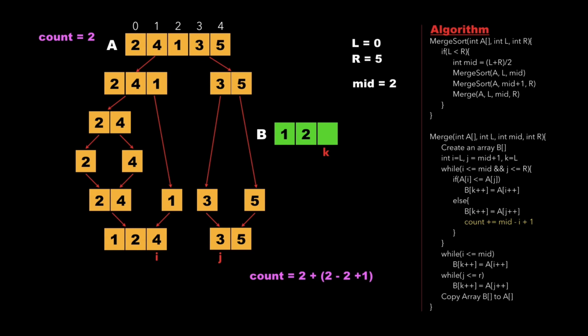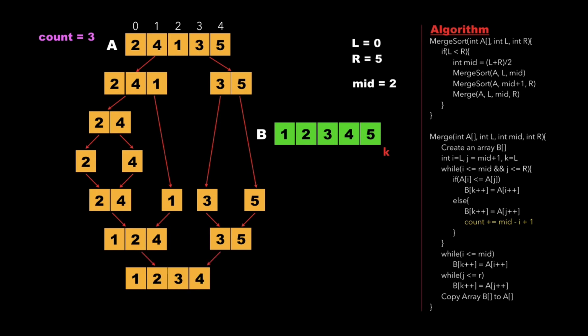So the updated value of count will be, count is equal to count plus mid minus I plus 1. That is the number of elements from I till mid in the first subarray. Since we have only one element 4, which is greater than the jth element in the right subarray, therefore we update the value of count as count is equal to 2 plus 1. So the updated value of count is 3. And then we copy the contents of the remaining elements into B. And finally, we copy the entire array B into the array A. So finally, we got a sorted array as 1, 2, 3, 4, 5. And the inversion count was 3.